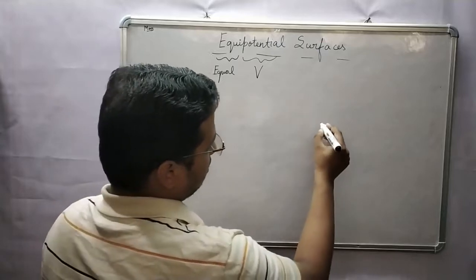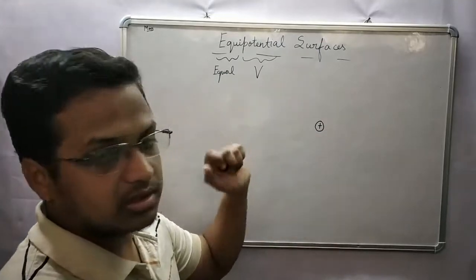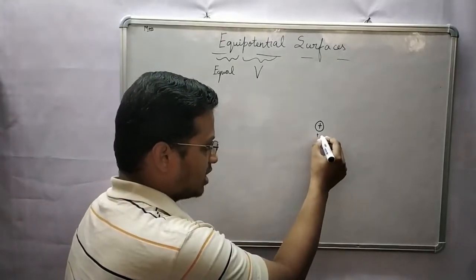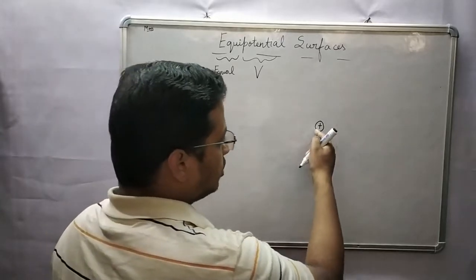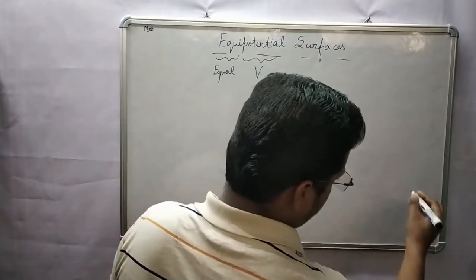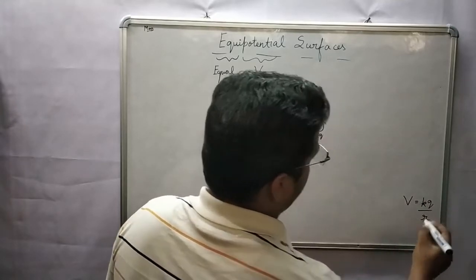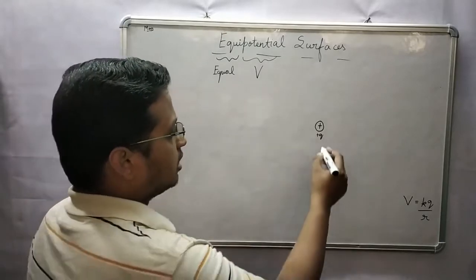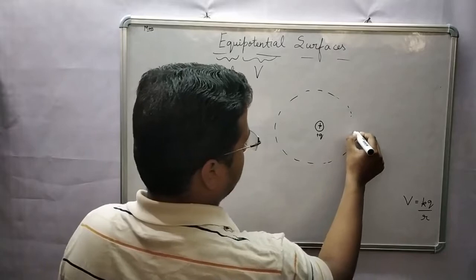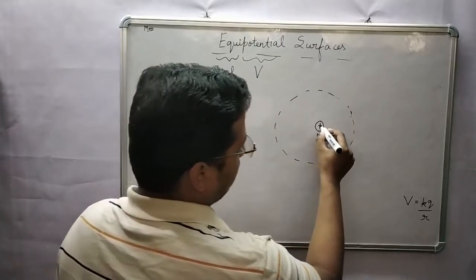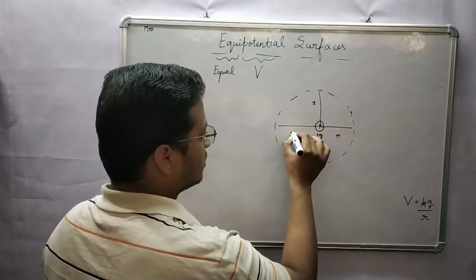For example, suppose we have a positive source charge which is situated at this point. So suppose we have a positive charge of plus Q which is situated at this point. Now due to this charge, what is the potential? How much did we derive? Potential is given by KQ by R. Alright. Now suppose I draw a sphere, a spherical surface around it. By sphere I mean the radius is same. In a sphere, radius remains same.